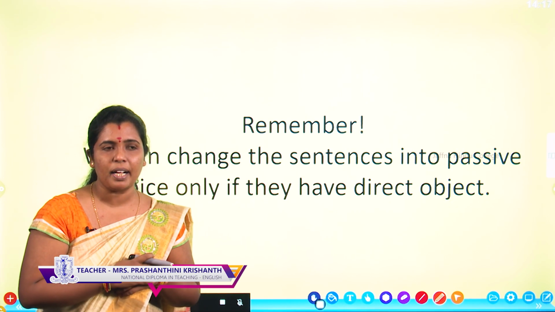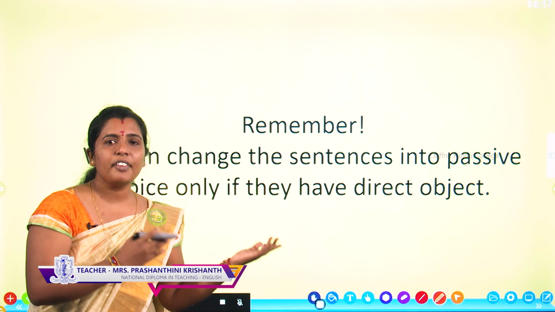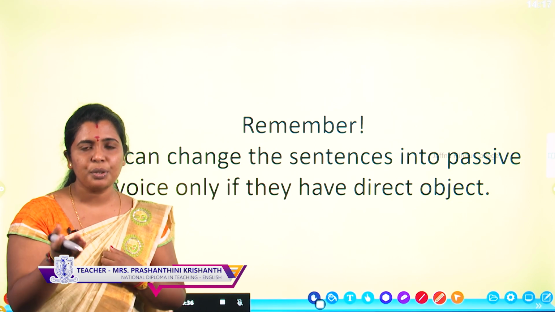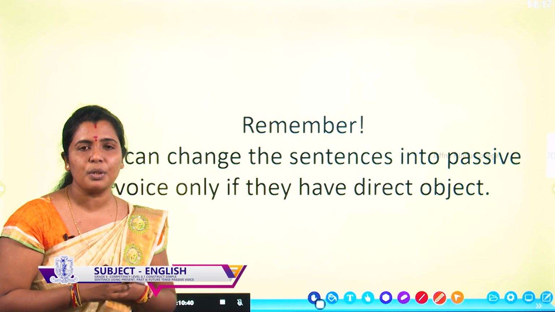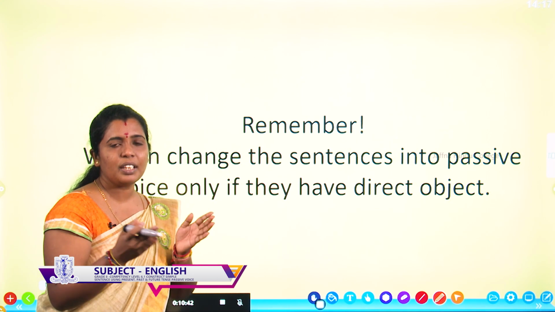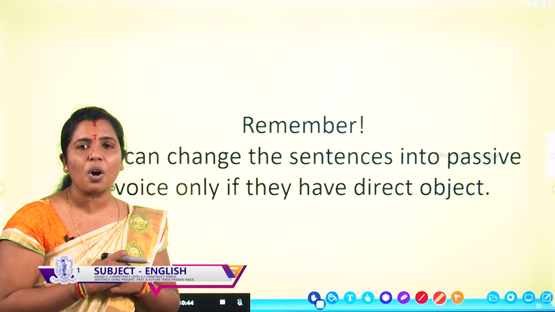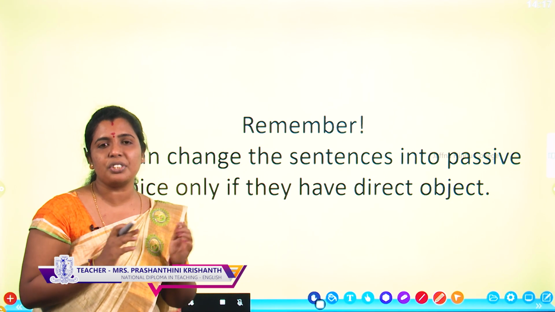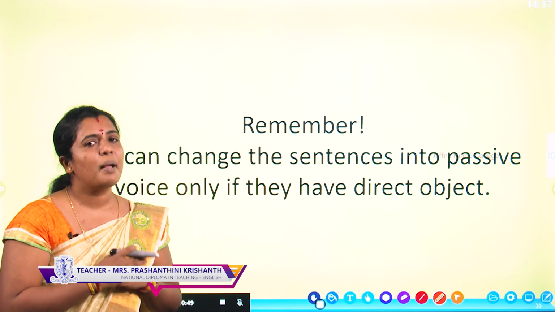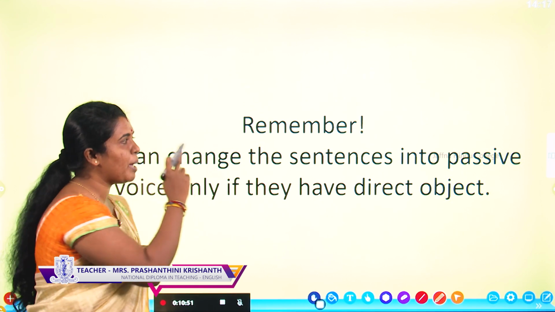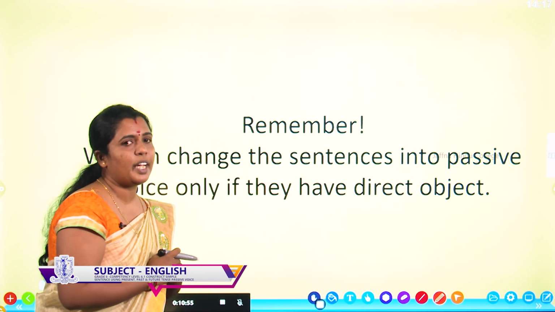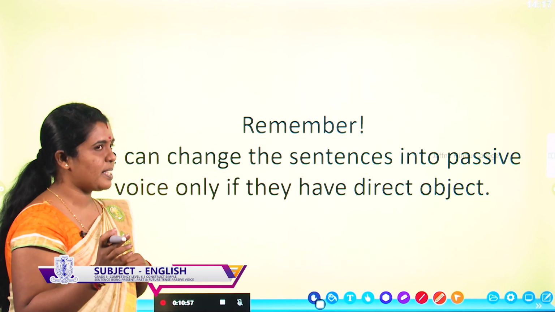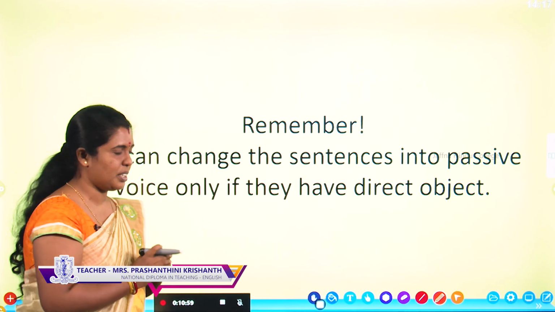Let me tell an example. Ravi ran quickly. Can you change this sentence into passive voice? No, we can't, because Ravi ran quickly. There is no direct object. So we can't change this sentence into passive voice. So you have to remember, if the sentence has a direct object, you can change it into passive voice. Otherwise, we can't.